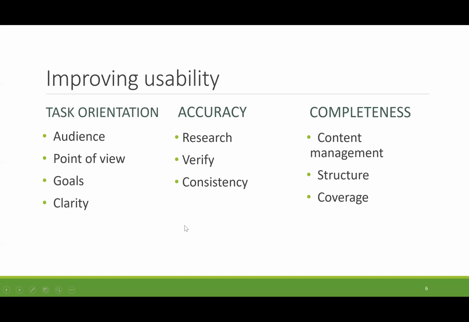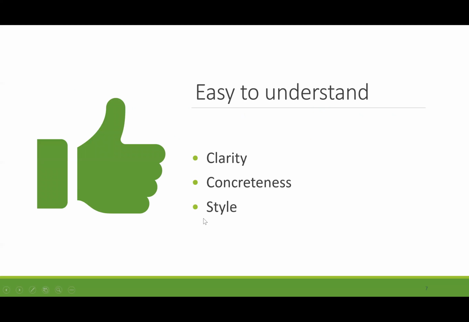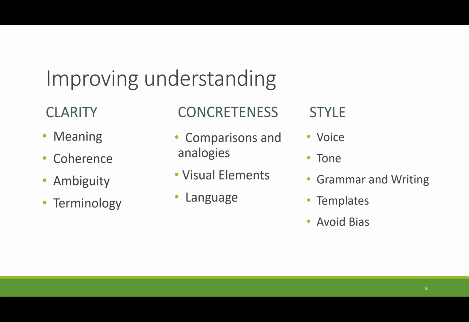Okay, so once you've considered that the information should be easy to use, it should also be easy to understand. And this includes clarity, concreteness, and style. So clarity. Clear information is information that the users understand. Simply put, the users must be able to understand it.